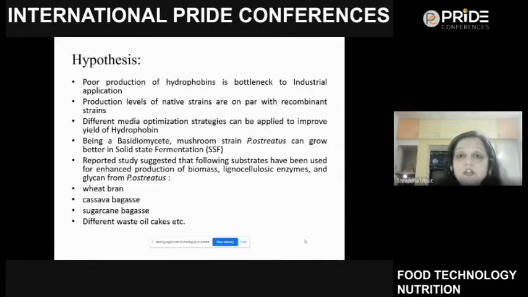So production levels of native strains are on par with recombinant strains. So we decided to go for traditional methods of media optimization strategies which can improve the yield. And being a basidiomycete strain, we also tried to grow it in solid state fermentation, which is a natural habitat for any fungus to grow. Reported studies suggested that substrates like wheat bran, cassava bagasse, sugarcane bagasse, and different waste oil cakes are available for growth of Pleurotus austriatus.